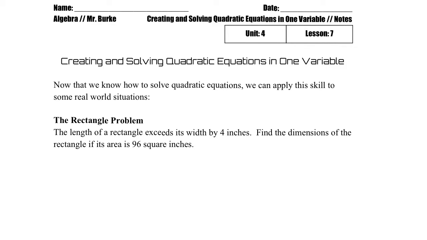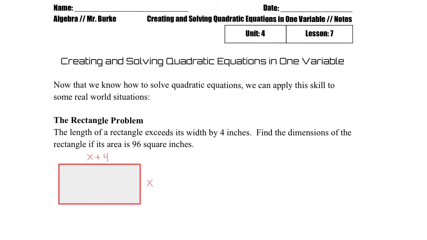So with the rectangle problem, the first step is to go ahead and draw a picture of your rectangle. So there's my rectangle. And now just label the parts. So this says the length of the rectangle exceeds its width by 4 inches. Exceeds means bigger than. So if I make the width x, I don't know what the width is, then that means that the length is 4 more than the width. So I'm going to have x plus 4.